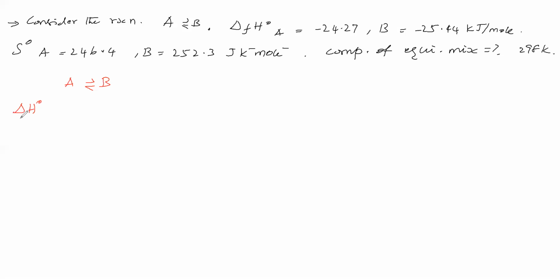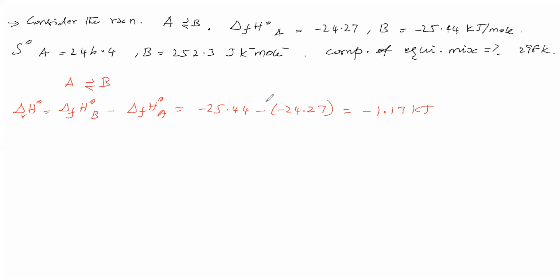Standard enthalpy of reaction is equal to standard enthalpy of formation of B minus standard enthalpy of formation of A. We substitute minus 25.44 kilojoule per mole minus minus 24.27 kilojoule per mole. From this we get the standard enthalpy of reaction, that is minus 1.17 kilojoule.